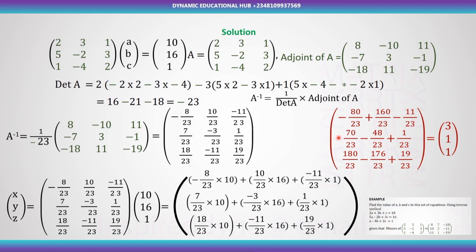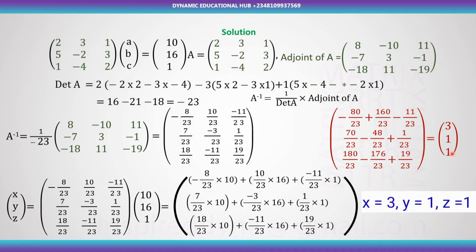For the second one, we are going to have 70 minus 48. That is 22. 22 plus 1, that is 23. What is 23 divided by 23? That is 1. Finally, to this one, we are going to have 180 minus 176, and that is going to be 4. 4 plus 19, that is 23. 23 divided by 23, that is 1. And this is what we have here. Finally, we can find the value of x. x is equal to 3, y is equal to 1, and z is equal to 1.